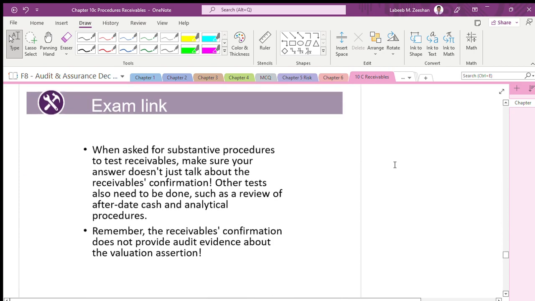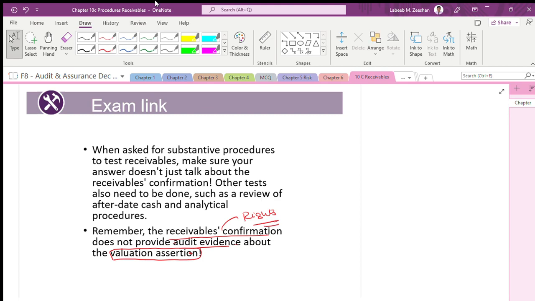When asked about substantive procedures to test receivables, make sure that your answer does not just talk about the confirmation. Other tests should be mentioned, such as review after date and before date, and analytical procedures. The receivables confirmation does not provide evidence about valuation. They only provide evidence about the rights.